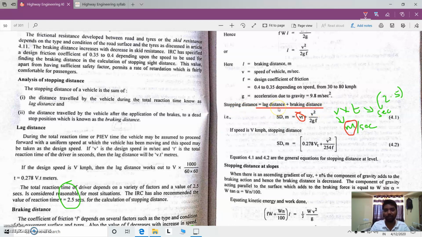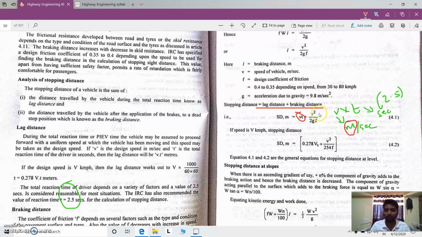The lag distance is the distance the vehicle travels during the total reaction time of the driver, which is considered to be 2.5 seconds. And again we are left with the braking distance, and this braking distance is considered for the stopping sight distance.